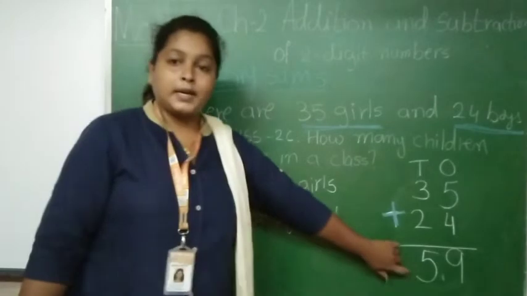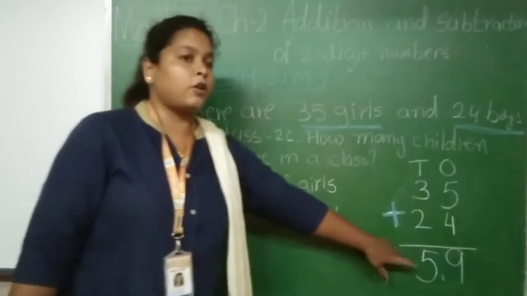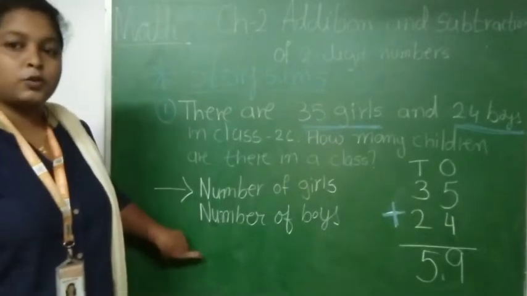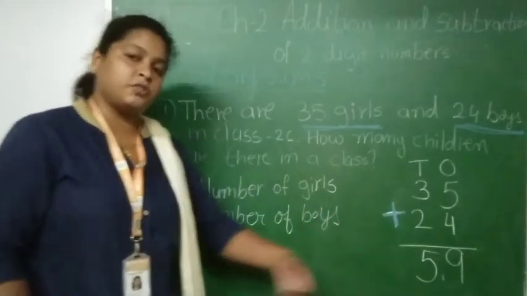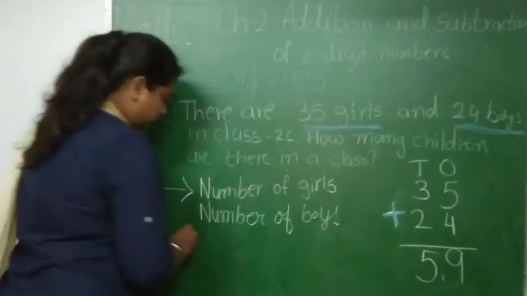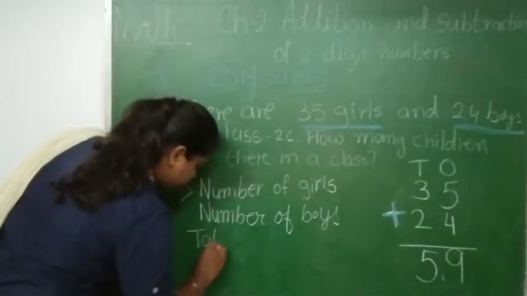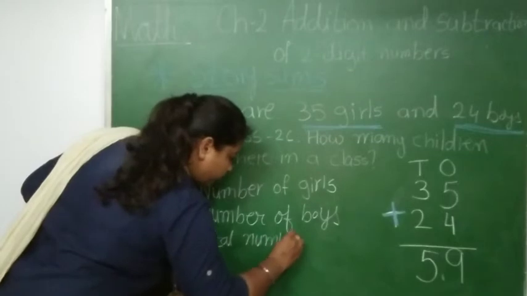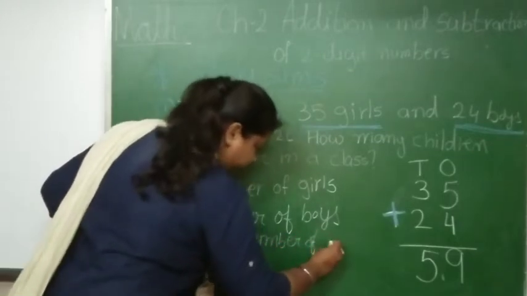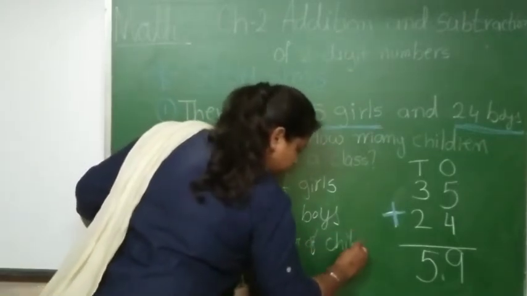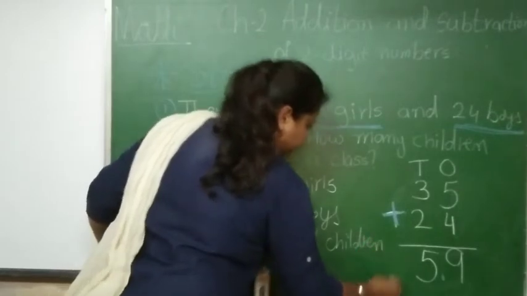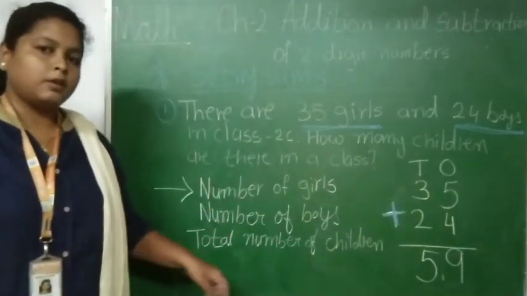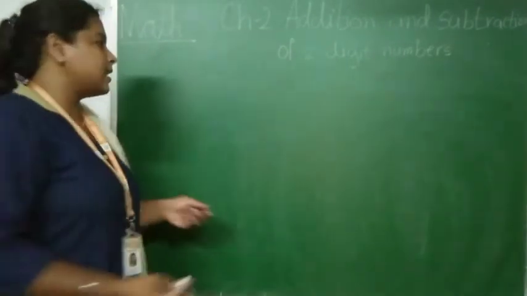So we have to mention that also. How many children are there? So we can write the total number of children. So we will write here number of children. Total number of children is 59. Okay. We'll see the next example.